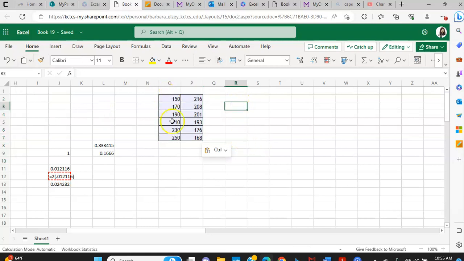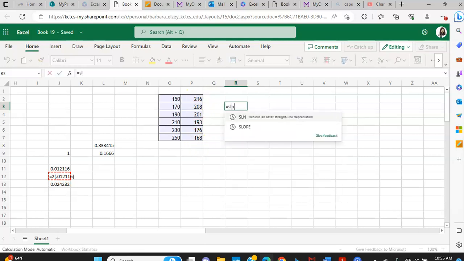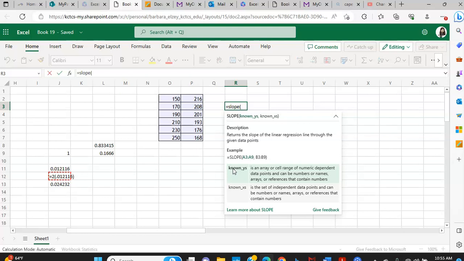Now these are our x values here, and these are our y values here. So when I get my slope in Excel, the y must come first. Notice it says known y's right there when that pops up. So I've got to put this column first. That's P2 where that starts, and it ends at P7. So I want to type in P2 to P7. And now I'll put the x values in. They're in O2 to O7.